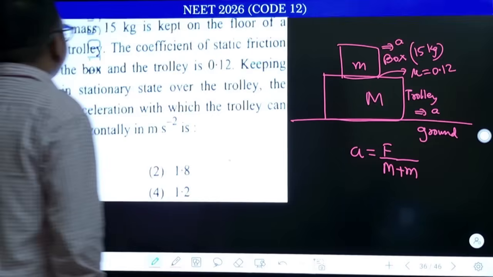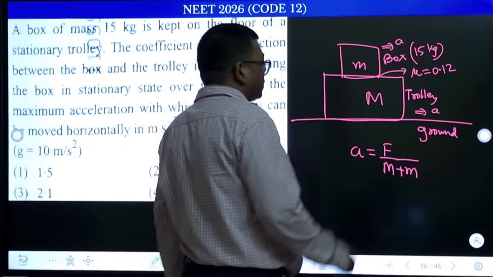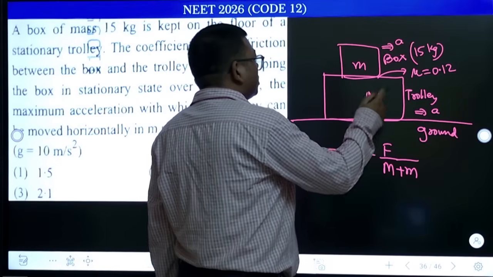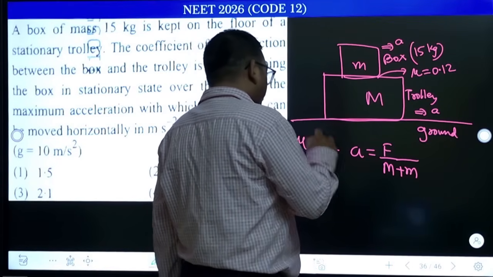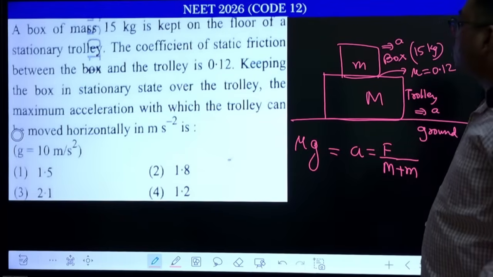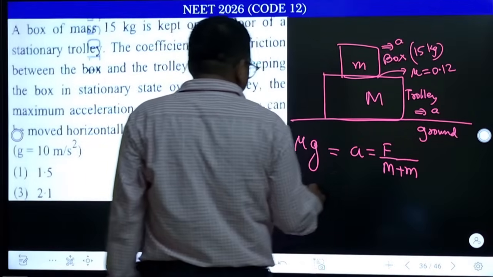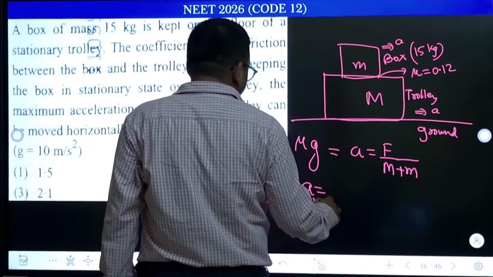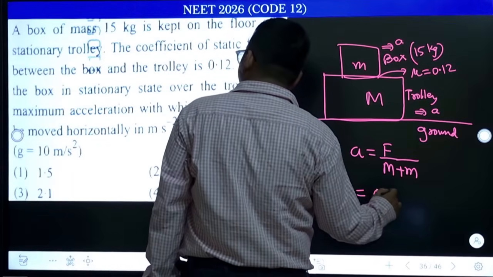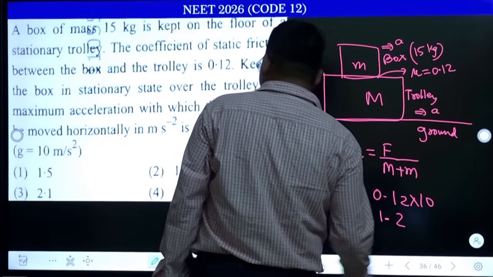Right, M plus m. And now this should be the same acceleration for this. So the maximum acceleration for this, due to friction, is mu g. I think directly we can do the calculation. That is the maximum friction force that can apply, so no need for any calculus. So this maximum acceleration you can take as mu g. Mu static is the maximum, which is 0.12, and g is given as 10. So you can take it as 1.2.